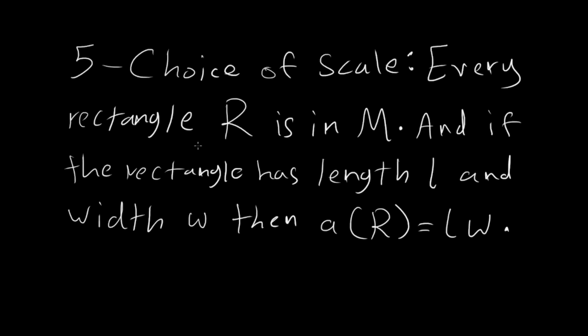And now this is the fifth axiom, its name is choice of scale. It states that every rectangle R is in M, which means that every rectangle is measurable, which means that we can assign area to any rectangle. And if the rectangle has length L and width W, then the area of the rectangle is length times width.